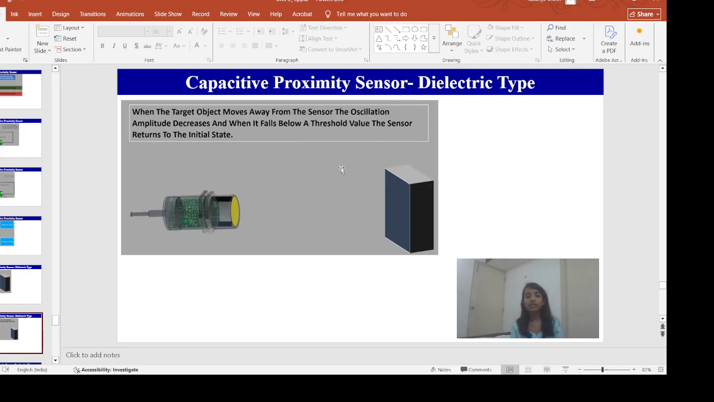Now when the target moves away from the sensor, what will happen? The capacitance will reduce. As I already told, these two parallel plates are connected to the oscillator. So as a result, the oscillation amplitude will decrease, and when this signal is detected by the triggered circuit and it understands that the oscillation amplitude has fallen below a threshold value, the sensor will return to its initial state.